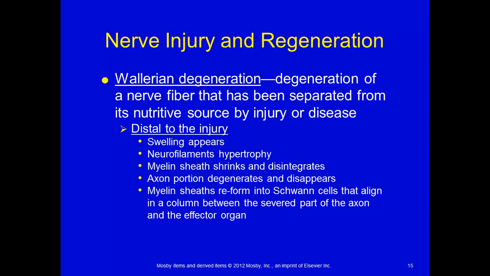And so what you'll see distal to the injury on that axon is actual cellular swelling to that part of the axon. Some of those neurofilaments, those things that we talked about earlier, actually hypertrophy. And it makes sense that they hypertrophy. They're not getting communication and nutrition. The myelin sheath on this part of the axon would also start to atrophy and degenerate along that part of the axon. The axon portion also degenerates and disappears.